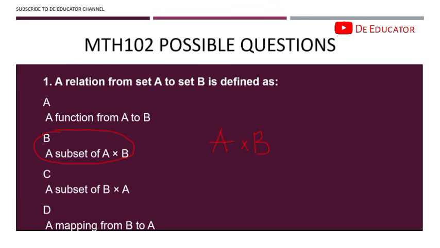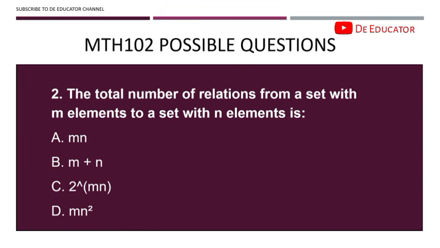Okay, so the correct answer is option B. Next question. The total number of relations from a set with m elements to a set with n elements is dash. Whenever you see total number of relations in any question that you are given in your exam, this is the formula here, option C. So 2 to the power of m times n.